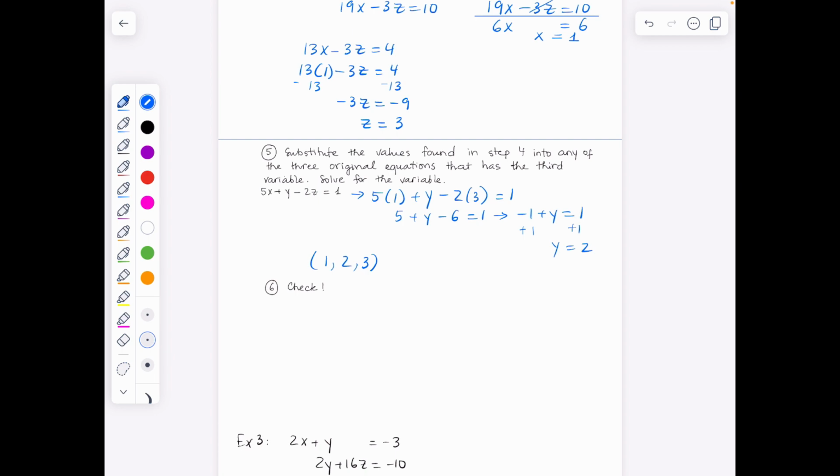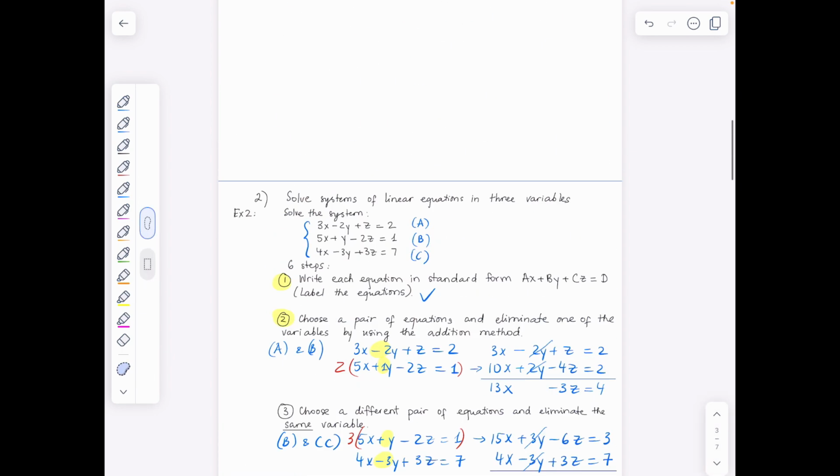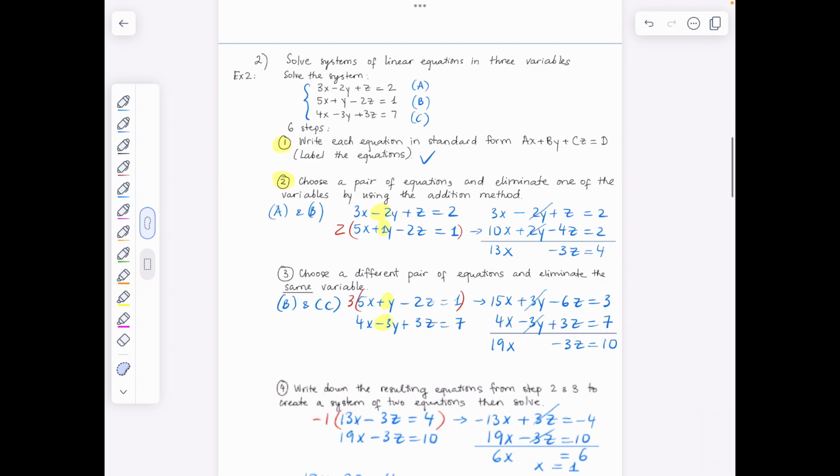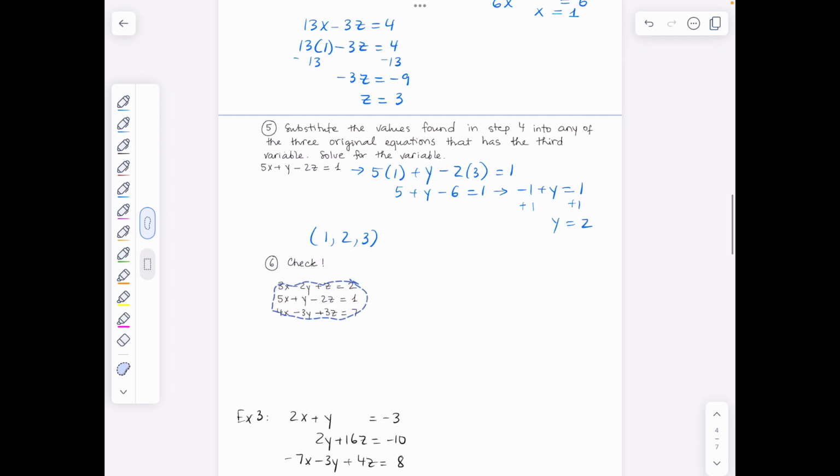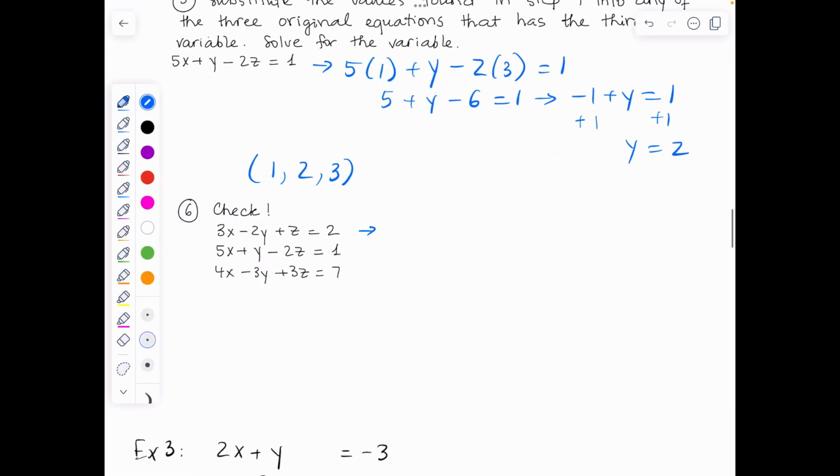Last but not least, we're going to check our solution. So let's bring the original equations down. Let's substitute in the first equation. So 3 times 1 minus 2 times 2 plus 3. So that's 3 minus 4 plus 3. 3 minus 4 is negative 1. Negative 1 plus 3 gives you positive 2. So the first equation checks.